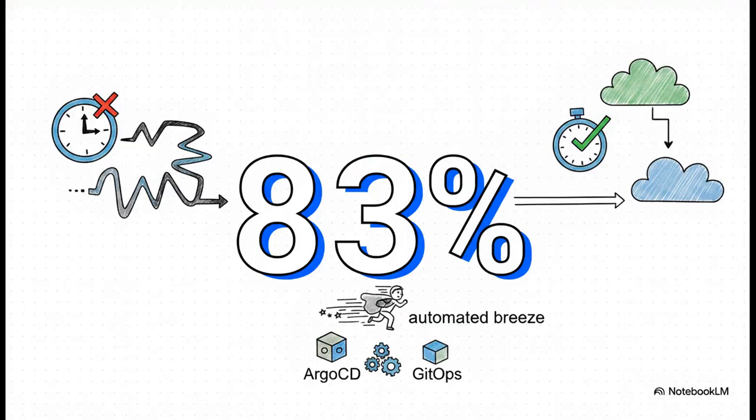And this number right here brilliantly illustrates the real-world impact. Implementing this centralized GitOps approach with application sets can reduce your multi-cluster deployment time by a staggering 83%. It quite literally turns 30-minute error-prone manual chores into a 5-minute fully automated breeze. Just think about how much time that saves your team over a year.